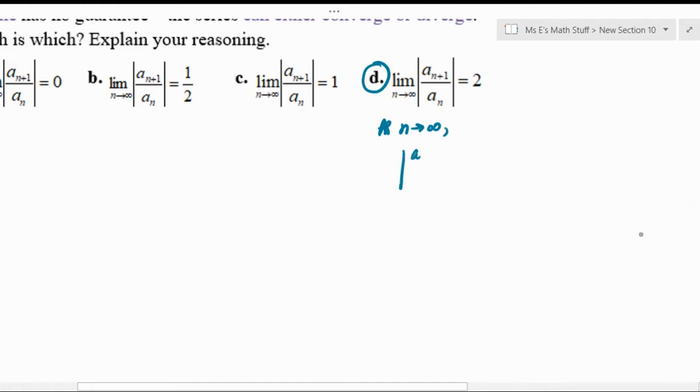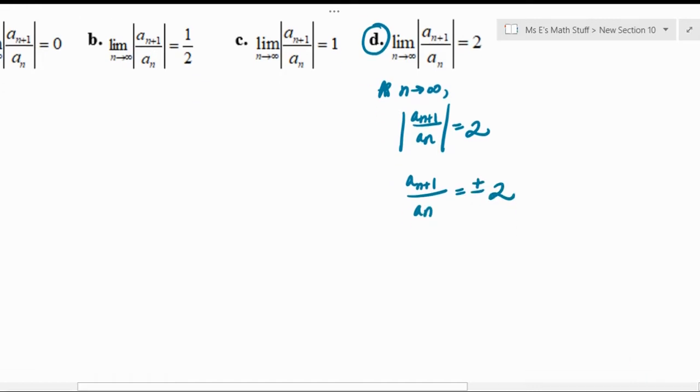If the absolute value of a sub n plus 1 over a sub n is 2, first of all, I hope it makes sense that the part inside the absolute value marks could have been either positive or negative 2. And then if you were to clear the fraction, it would say a sub n plus 1 would be plus or minus 2 times a sub n. And so that's why I had to do that first warm-up to digest what something like this would be saying. So something like this is saying that your sequence basically starts acting like a geometric with a common ratio of either plus or minus 2.